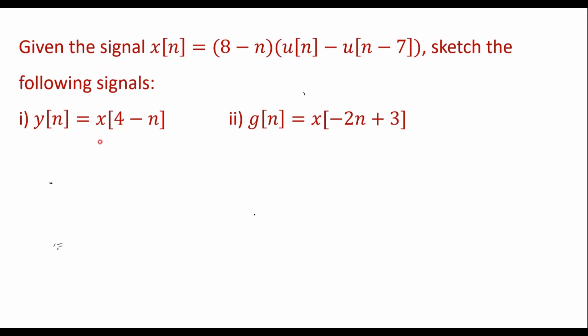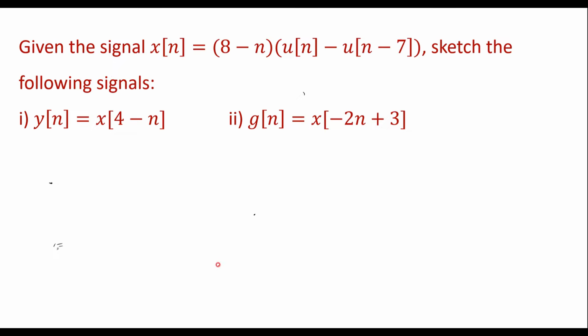In this video, let me consider one example on basic operation of signals. Given the signal x of n equals 8 minus n multiplied with u of n minus u of n minus 7, sketch the following signals. y of n is equal to x of 4 minus n and g of n is x of minus 2n plus 3.